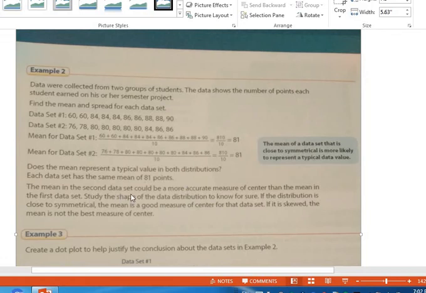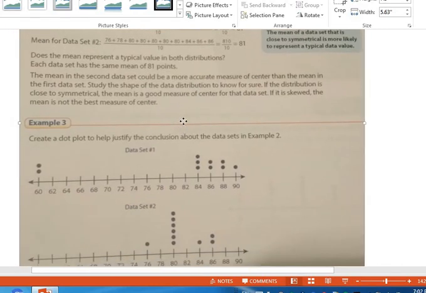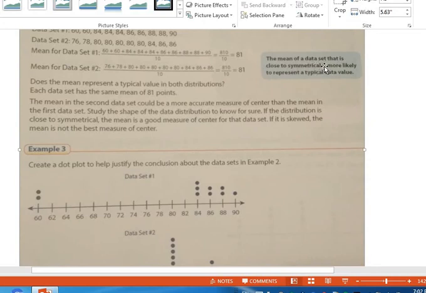The mean in the second data set should be a more accurate measure of center than the mean in the first data set. Why? Study the shape of the data distribution to know for sure if the distribution is close to symmetrical. The mean is a good measure of center for the data set here. So if it is skewed, the mean is not the best measure of center. The mean of a data set that is close to symmetrical is more likely to represent typical data values.